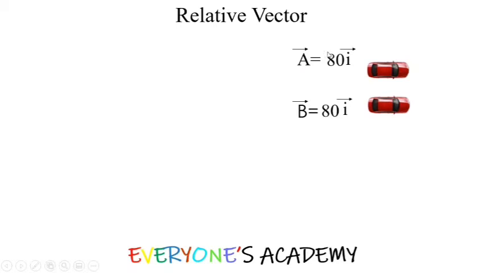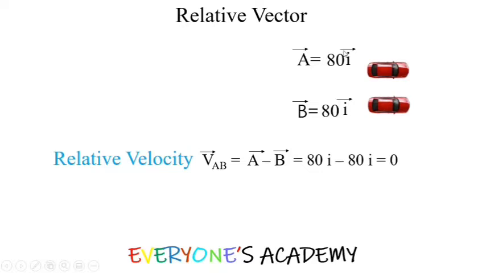Let us assume both the cars have a speed of 80 km per hour in the x direction, that is why it is represented as 80i for both the cases. So the relative velocity of A with respect to B can be calculated using this formula: vector A minus vector B, because A is the first point and B is the second point. Here A is the observer whereas B is the reference point.